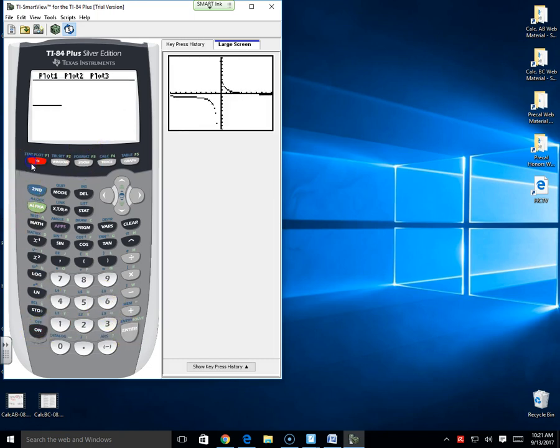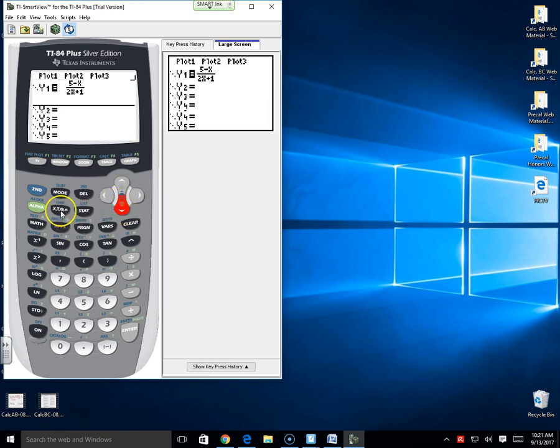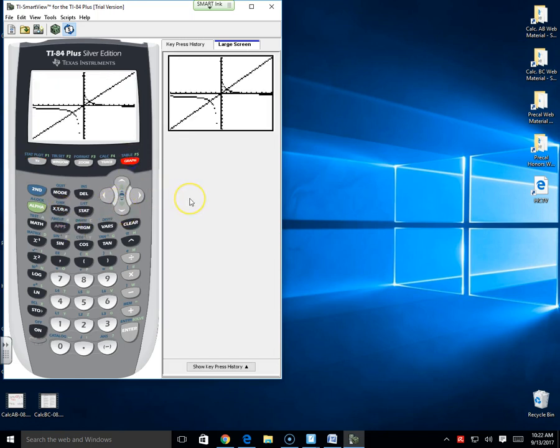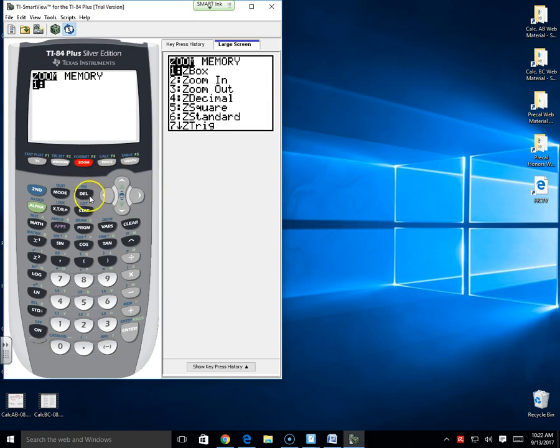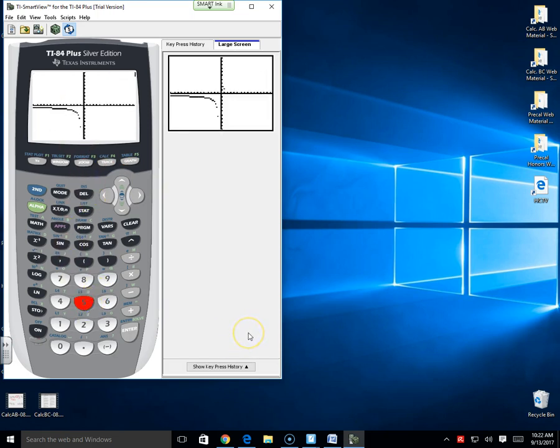Wait, hold on. I also said to graph y equals x, right? Okay, what happened when you graph the two? It's its own reflection. Look. Do zoom square. Remember, it's a little bit skewed because it's rectangular and not square, and we're trying to fit square coordinates in. Do zoom square. Is that any better? No?